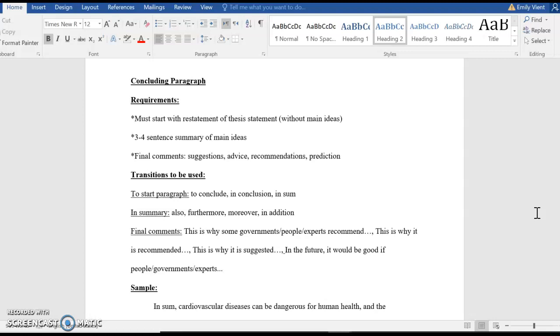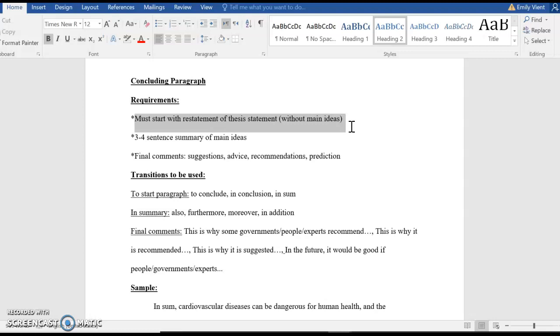The structure that we teach you for the concluding paragraph and the requirements that we have is very similar to what you were taught in Post Foundation 1. You must start your concluding paragraph with a restatement of your thesis statement. The difference here is that we ask you not to include the main ideas. So you're going to restate your thesis statement, but without your main ideas.